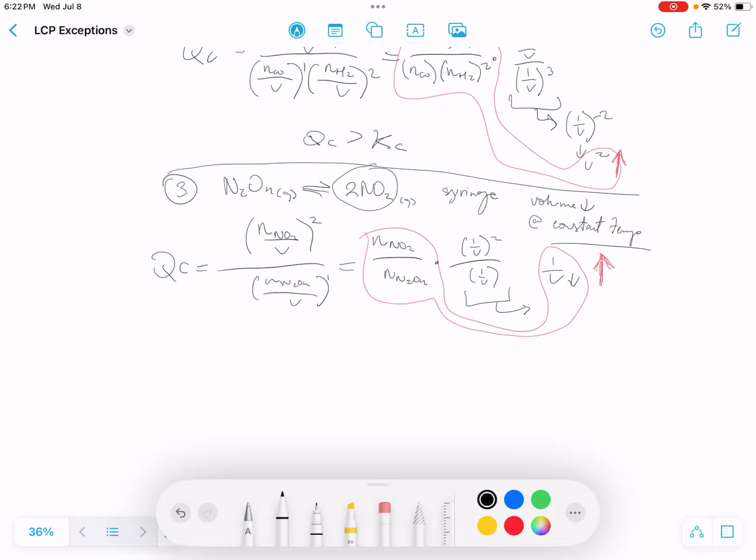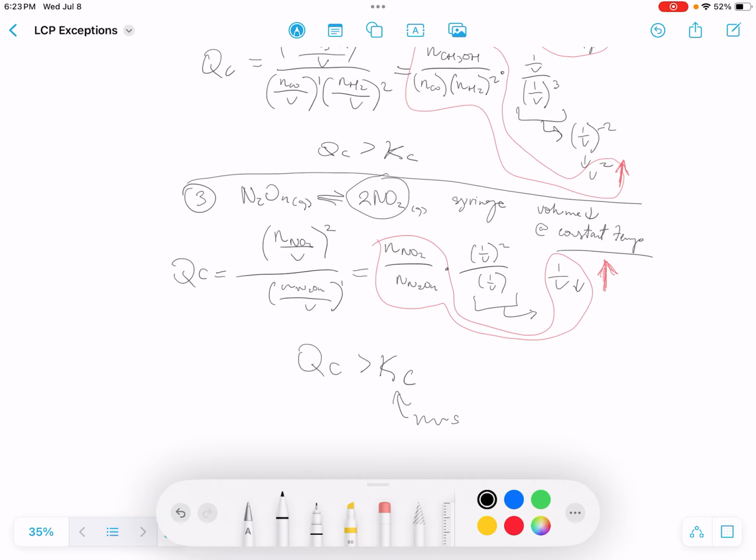Okay, so you might expect me to say, oh, Qc will increase, so Qc is greater than Kc, which is true. That is true. You should expect that. But our kind of ruffle here is not that it only goes backwards. Remember, constant temperature. Kc can only be changed by changing the temperature. So if temperature is constant, Kc must be constant.